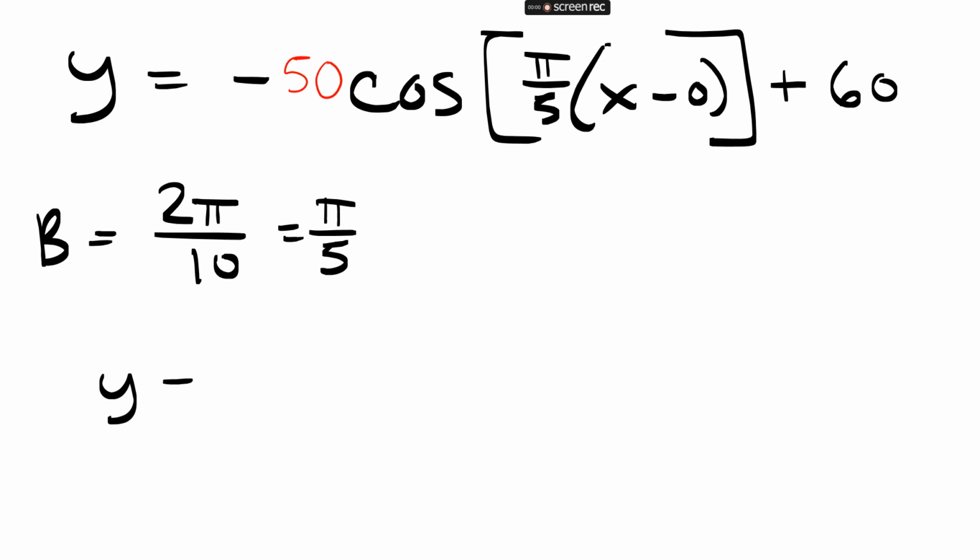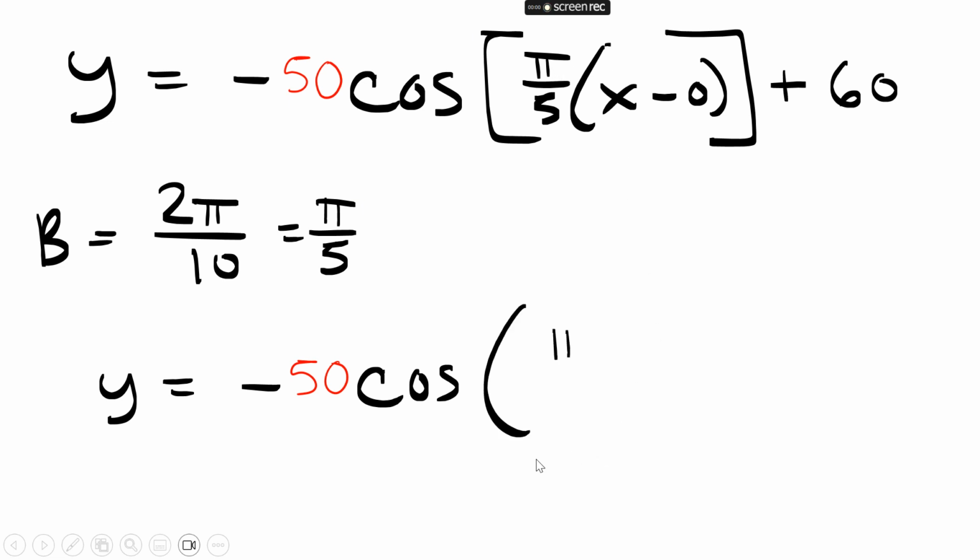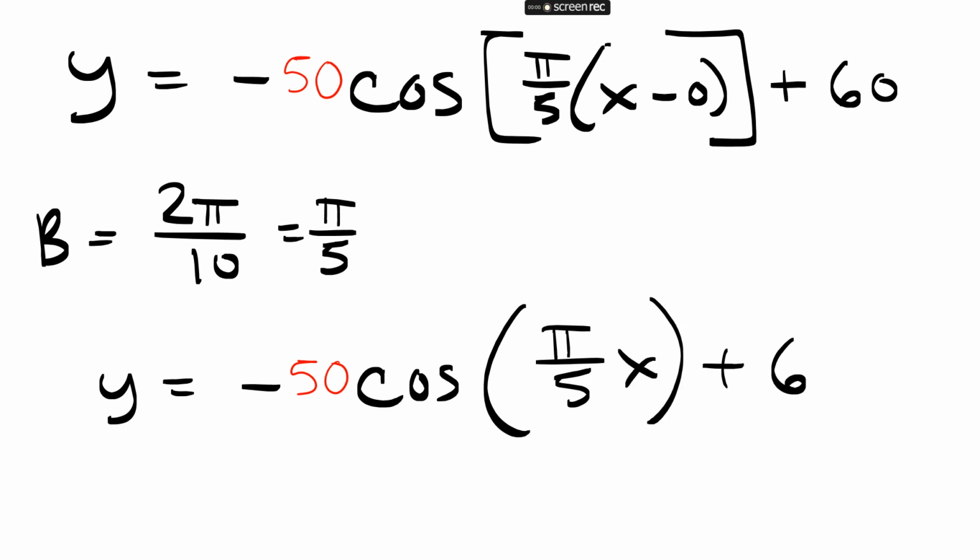Okay, let's see if I wrote it. So final answer, negative, forgetting my 50s here. Negative 50 cosine of, I'm going to just multiply the 5, pi over 5 times x, plus 60, and done. Oh, there's my 50, there's my 50. Okay. See, I did remember my 50s.